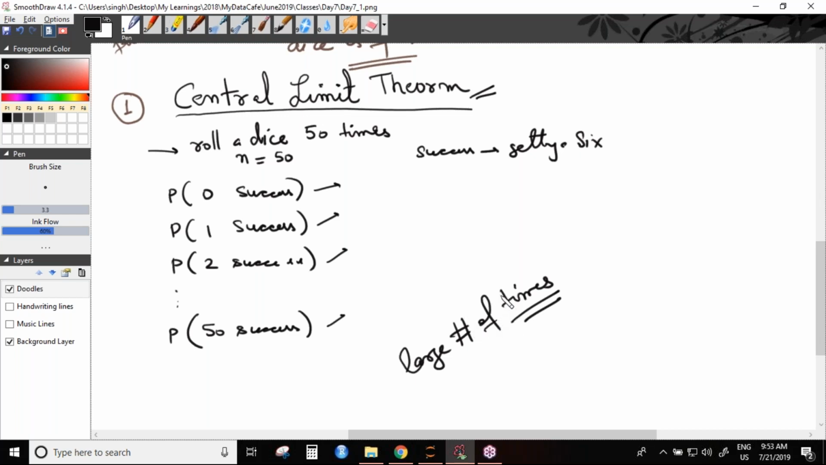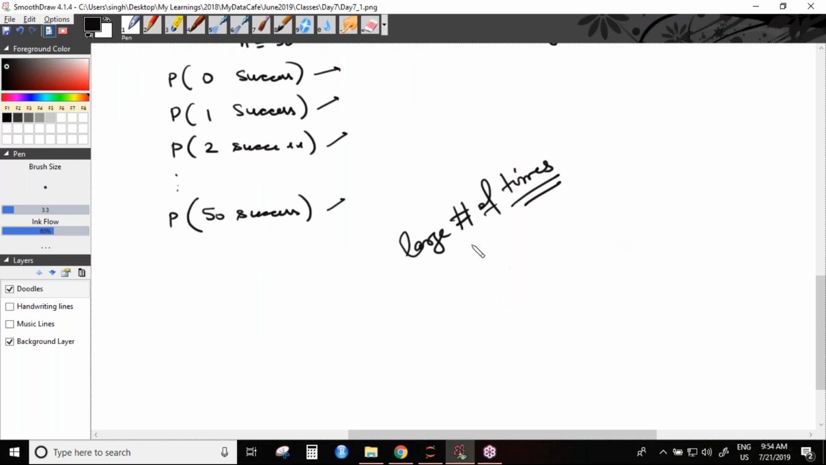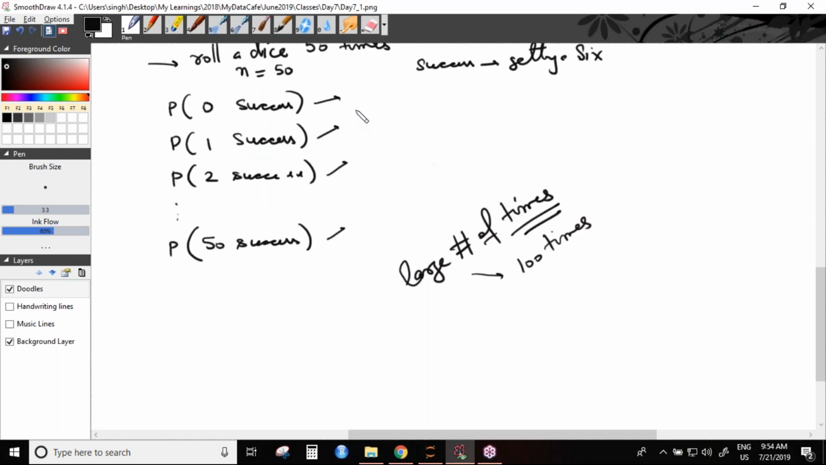What does that mean? Let me repeat it, let's say 100 times. So calculating 0 successes, I will repeat this 100 times, so I will get 100 probabilities. Do you follow, guys? Similarly, for the probability of 1 success, I will get 100 probabilities. Everywhere I will get 100 probabilities because I am repeating the entire thing 100 times.